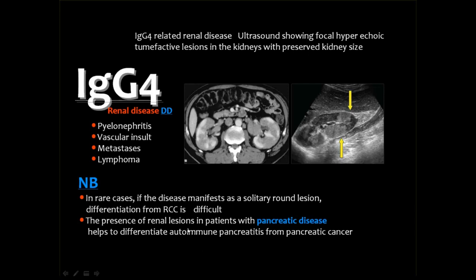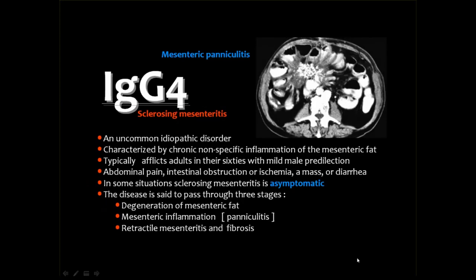The presence of renal lesions in patients with pancreatic disease can help to differentiate autoimmune pancreatitis from pancreatic cancer, and this is also one of the opposite ways to use both facts. If you see patchy areas in the kidneys with a focal area in the pancreas which simulates pancreatic cancer, then you may predict that all of these belong to IgG4 related disease.